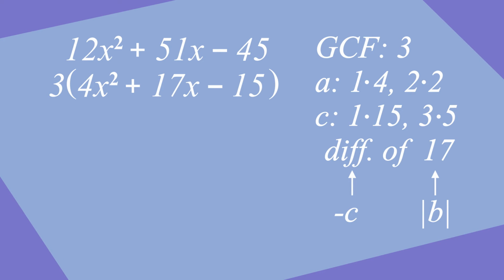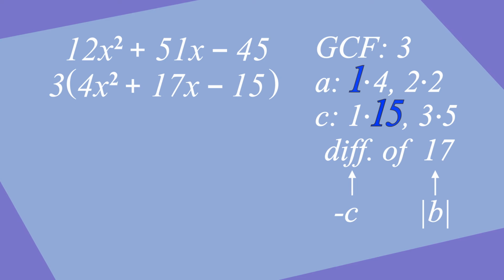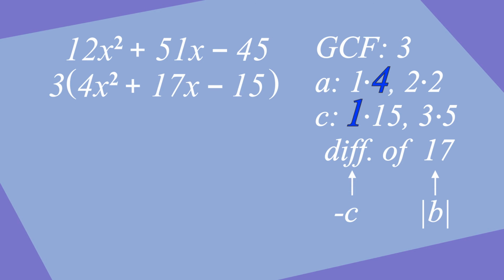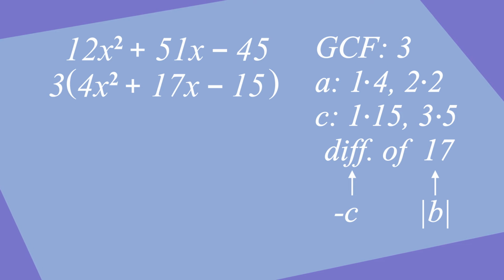Let's start looking. 1 times 1 is 1. 4 times 15 is 60. 60 minus 1 is too large. 1 times 15 is 15. 4 times 1 is 4. And the difference of 15 and 4 is 11. So we're close, but not quite there.